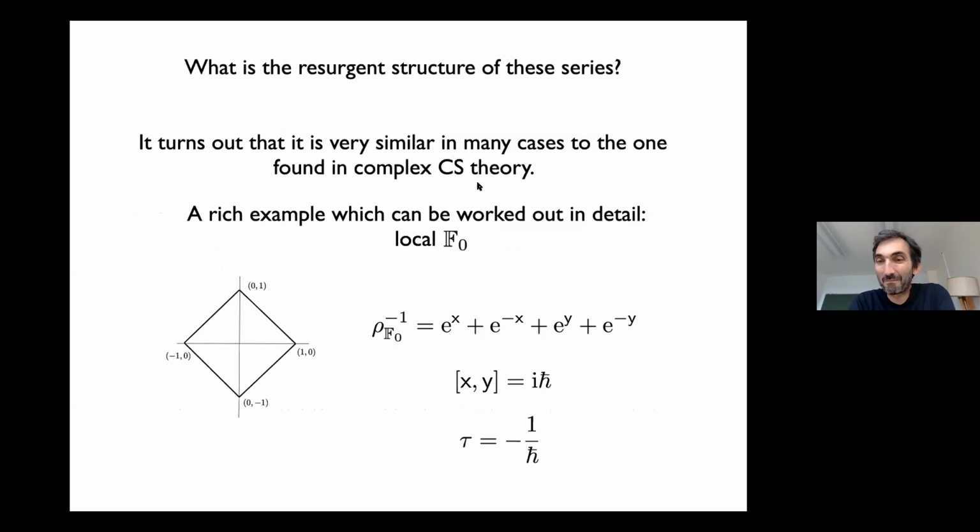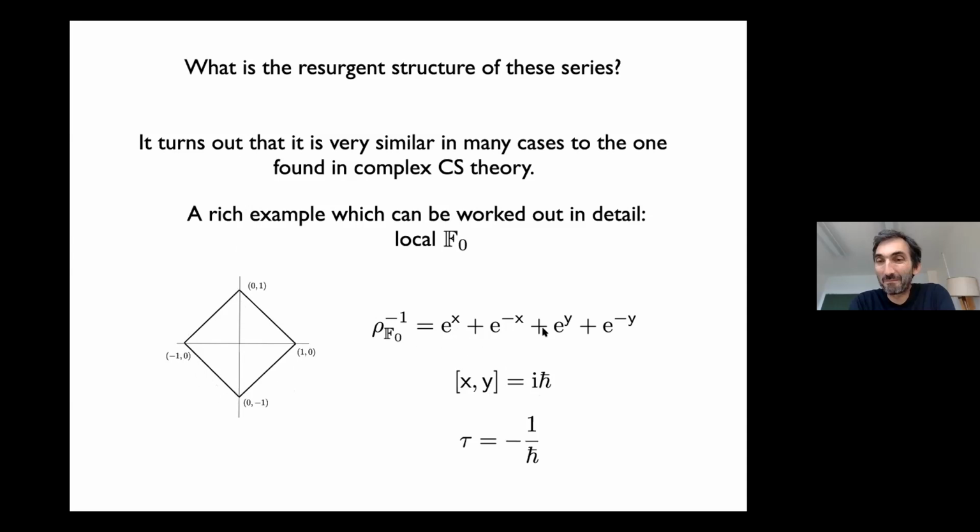I'm going to give you some information about one particular example. This is an example which is very rich, but can be worked out in detail. This is what is called local P1 times P1, the anti-canonical bundle over P1 times P1. It is described by a Newton polytope of this form. The operator associated to this local Calabi-Yau can be read from the Newton polytope by assigning to this axis the Heisenberg operator X, and to this axis the Heisenberg operator Y, so that X and Y are canonically conjugate Heisenberg operators on the real line, commuting to i h bar. Each vertex of this polytope gives you a term, so you get e to the x plus e to the minus x plus e to the y plus e to the minus y. These are the 4 vertices of this polytope.